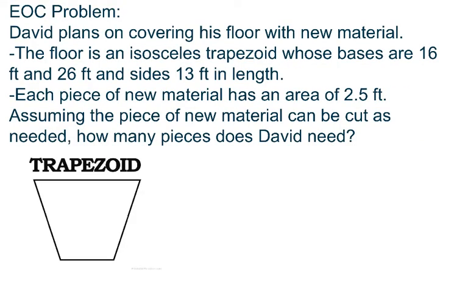Alright, so here's an EOC problem. David plans on covering his floor with new material. The floor in an isosceles trapezoid has bases that are 16 and 26. So I'm going to make that longer side the 26 one and the smaller side the 16. And then the sides are 13 feet in length. Each piece of new material has an area of 2.5 feet. Assuming the piece of new material can be cut as needed, how many pieces does David need?